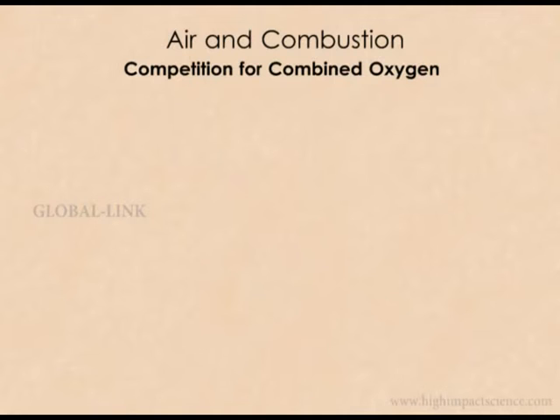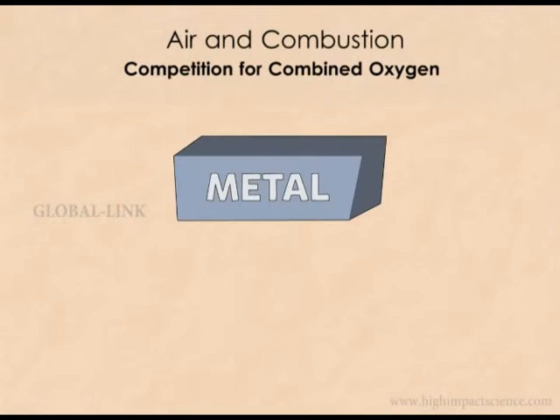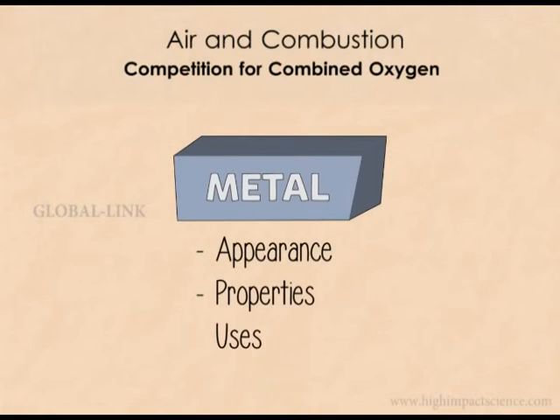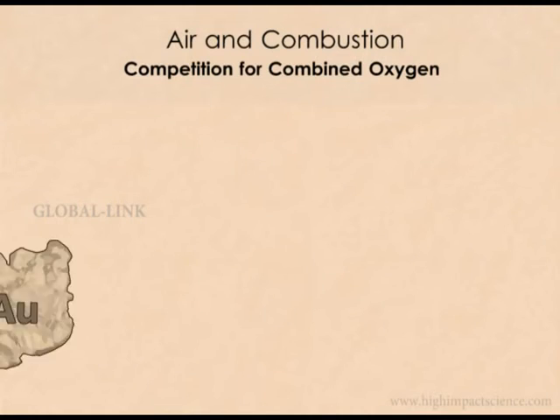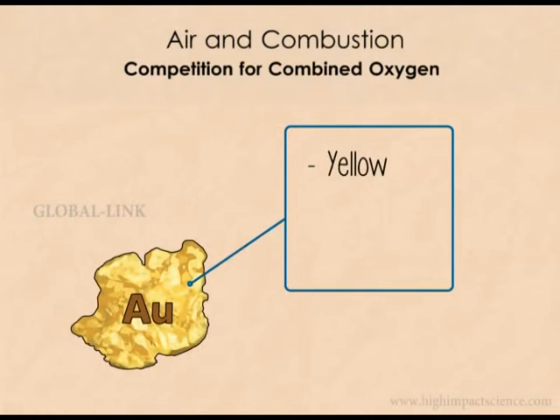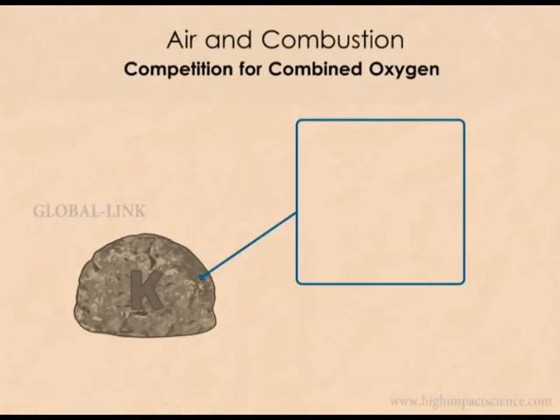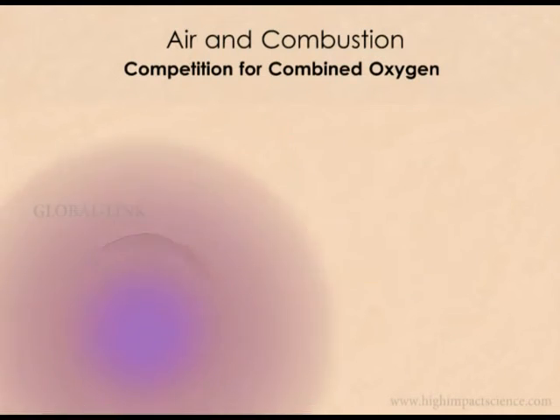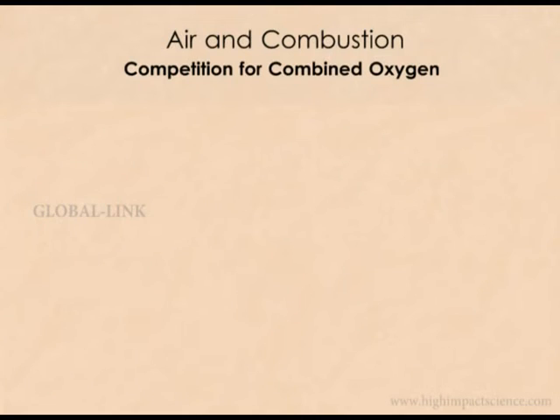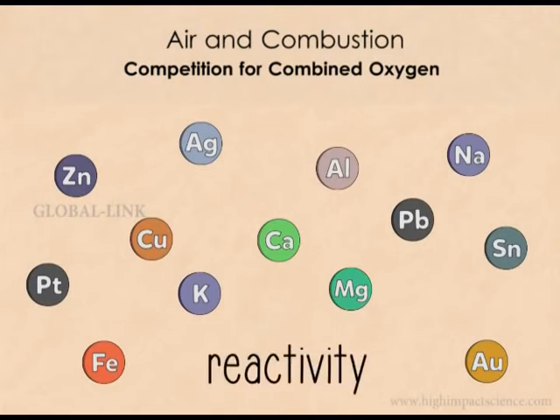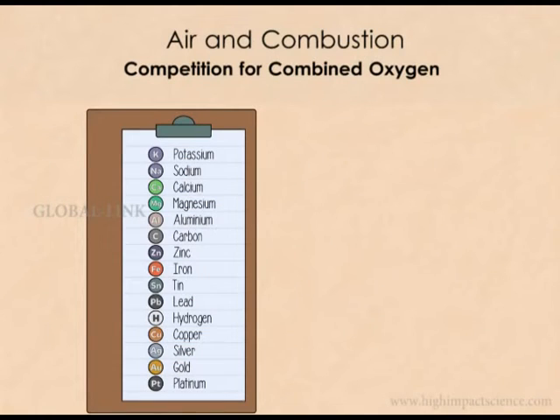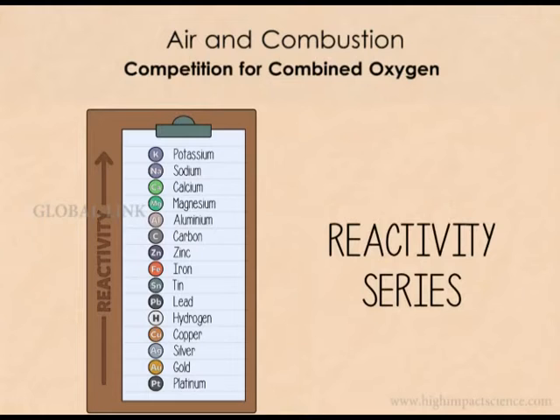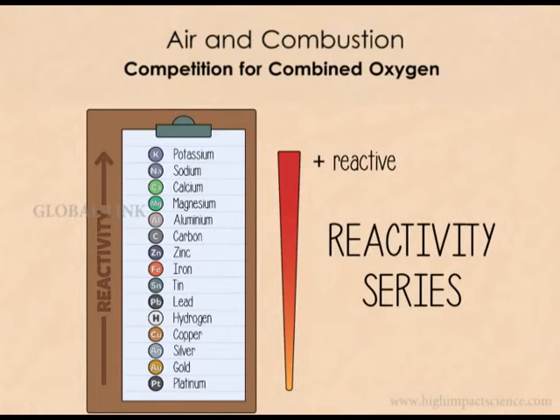Next is competition for combined oxygen. Now, elements differ from one another in terms of their appearance, properties, uses, and reactivity. Gold, for example, is yellow, relatively hard, and very unreactive. Potassium, on the other hand, is gray, relatively soft, and reacts vigorously with oxygen and water. We can actually organize these elements according to their reactivity. This arrangement is called the reactivity series. The most reactive elements are at the top and the least reactive at the bottom.